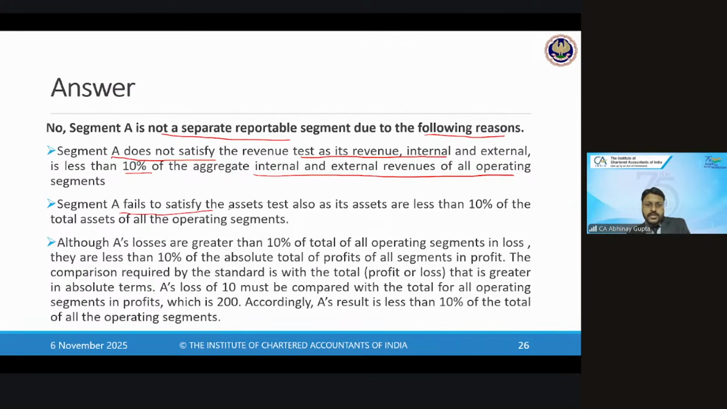Then Segment A fails to satisfy the asset test as given in the question. And third, Segment A's loss is greater than 10% of the total of operating segment losses, but it is less than 10% of the absolute total of the profits of all segments in profit. The comparison required by the standard is with the total profit or loss that is greater in absolute terms. Hence, A's loss of rupees 10 must be compared with the total operating loss or profit, whichever is greater, that is 200. Accordingly, it results in less than 10%. Clear?